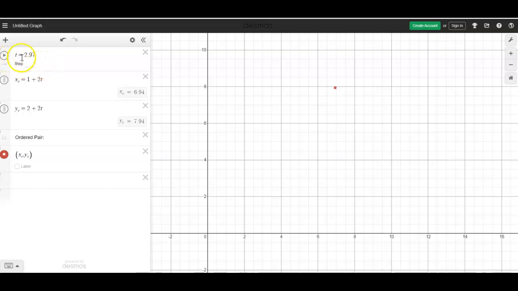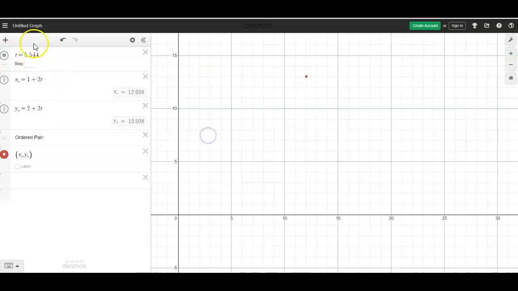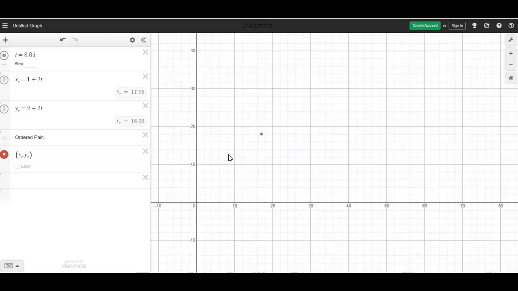So again, if I rewind that, you can see it's moving kind of slowly just because I reduced the speed of that timer, but it's going to continue going in that linear fashion in that same direction until it hits time 10. And then it's going to stop, or maybe it's going to continue going. So this particle just moves, and the t-value controls the x and y positions, and the x and y positions are both functions of time.